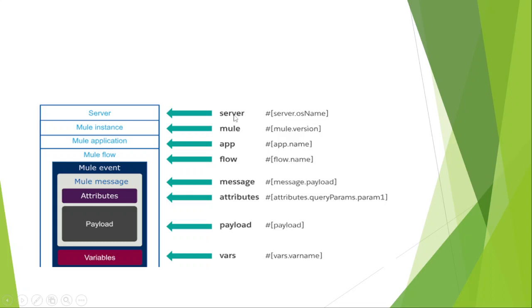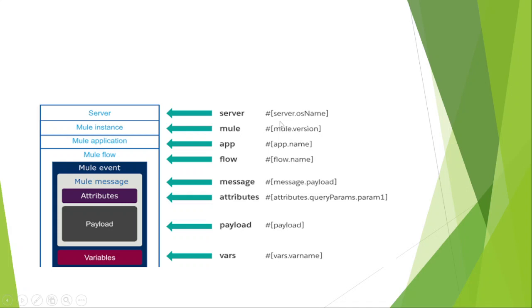Now if you want to access something from the server, we have server.osName, whatever you want to access. You already know that if you want to go inside something, dot is used to go inside. So if you access something from the server, you write server, go inside, and fetch whatever value you want.